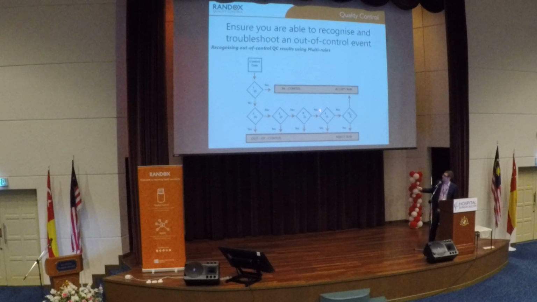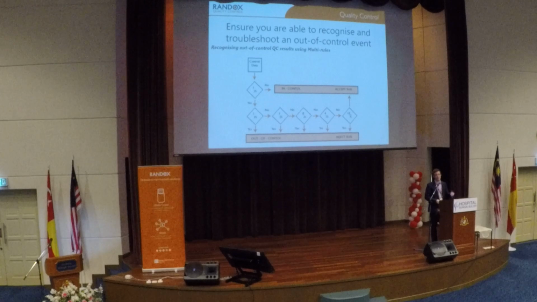If we then realize that that is not the case, we move on to 10x. 10x is 10 consecutive QC results on the same side of the mean, either positive or negative. That can detect any kind of drift or any kind of bias over a slightly longer period of time.